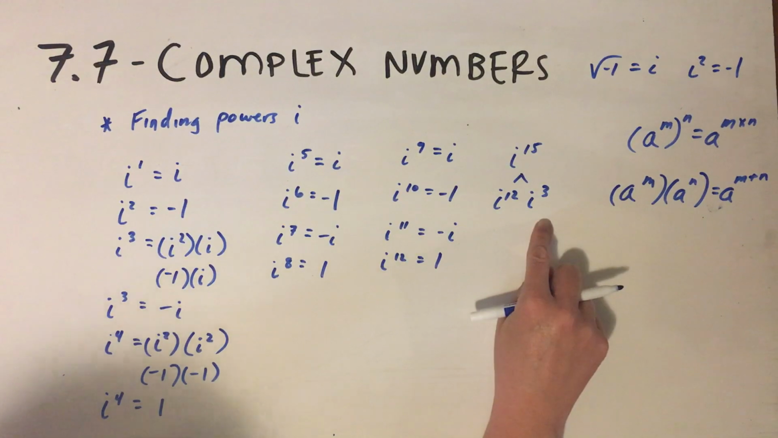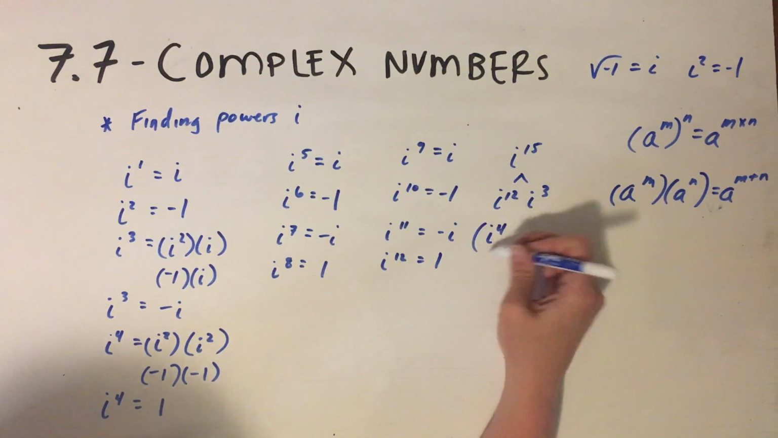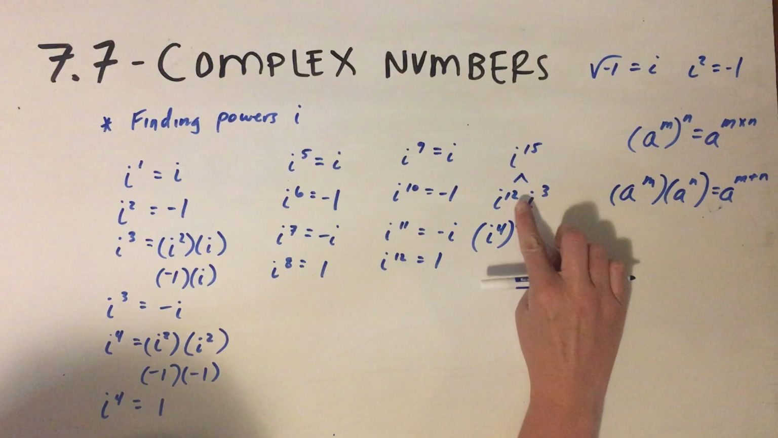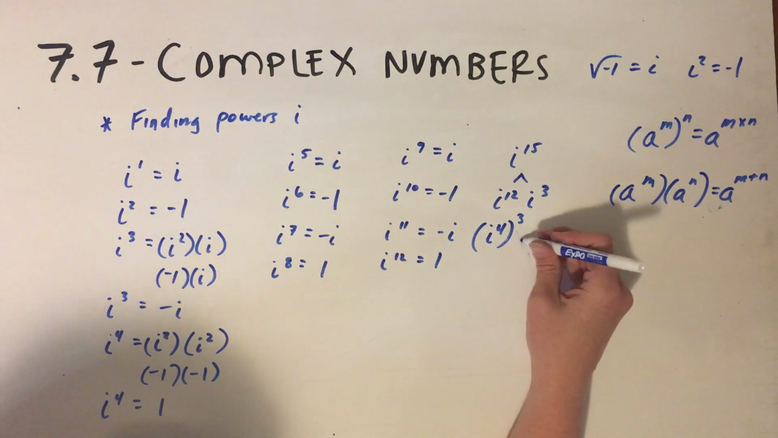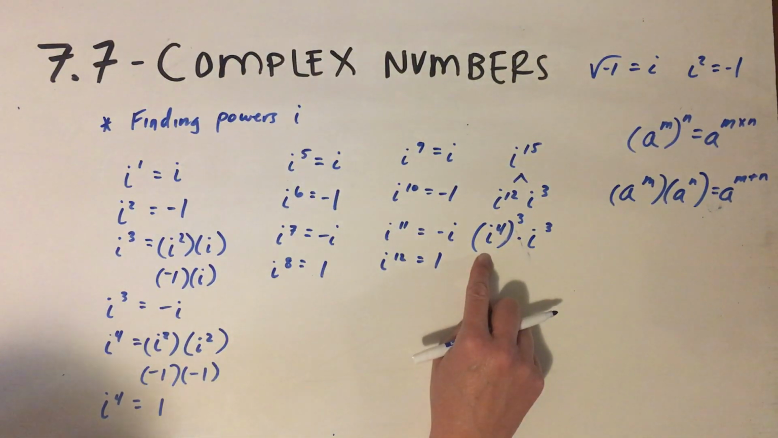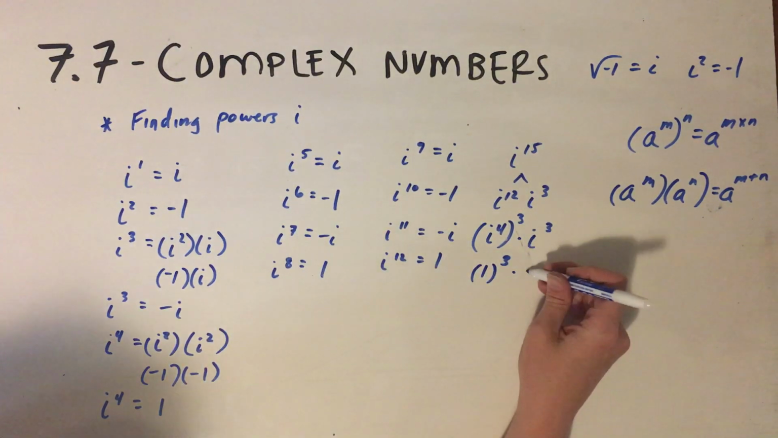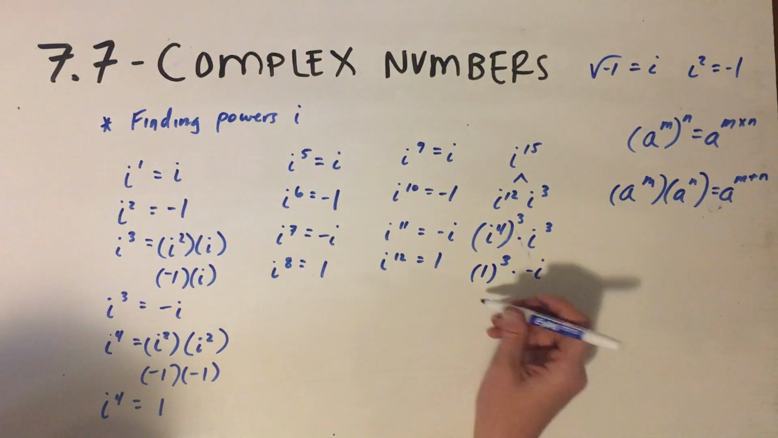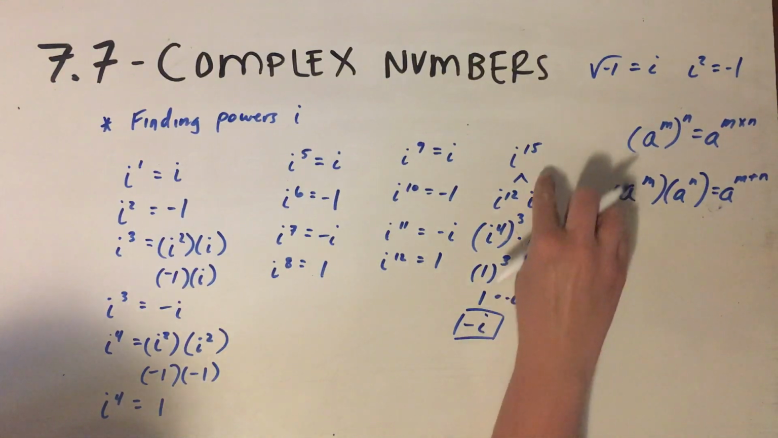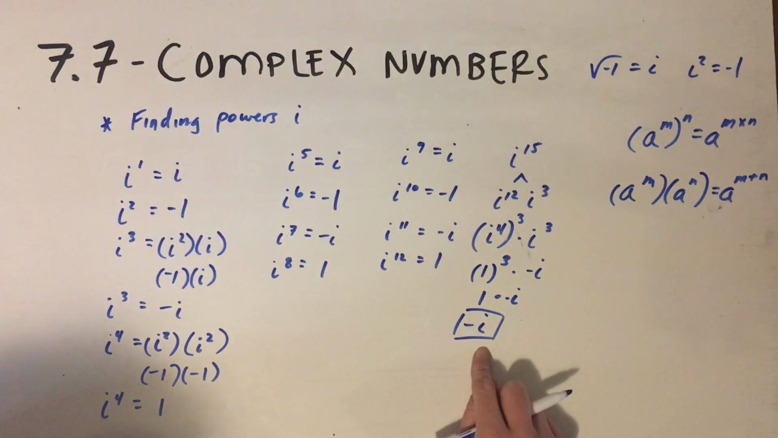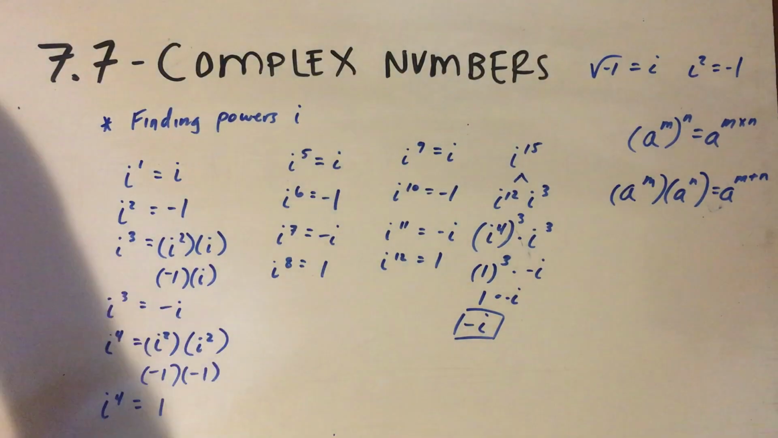Okay, so I can break these down. This i to the 12th can be written as i to the 4th raised to the 3rd power, because 4 times 3 is 12. And that's still being multiplied by i to the 3rd. Again, I can replace i to the 4th with 1, because it's always going to be 1, and I can replace i to the 3rd with -i. Well, 1 times 1 times 1 is just 1, and 1 times -i gives me -i. So the value of i to the 15th is -i.